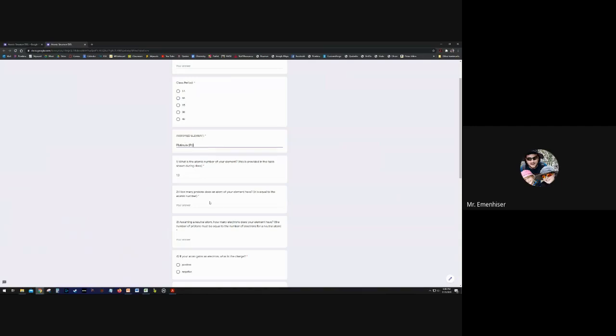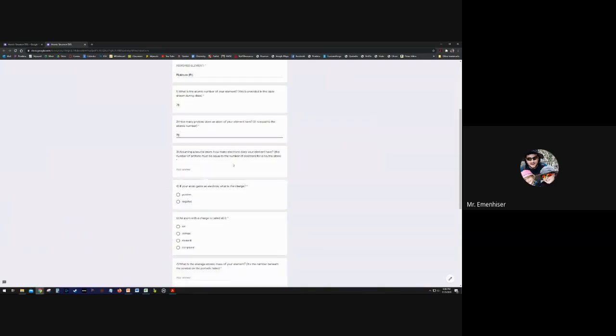How many protons does an atom of your element have? So if I had an atom of platinum, how many protons would it have? It's equal to the atomic number. Well, I have the atomic number, so it's the same thing. Oh, platinum is 78. Why am I putting 13? That was for that other element, aluminum. So if my atomic number is 78, I would have 78 protons.